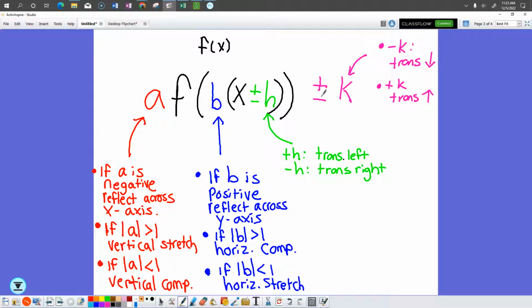Finally, if you add or subtract a number outside the parentheses, we call that a k. If it's a negative k, it translates it down. In other words, it just moves or slides the graph downwards. If it's a positive k, it translates it up.